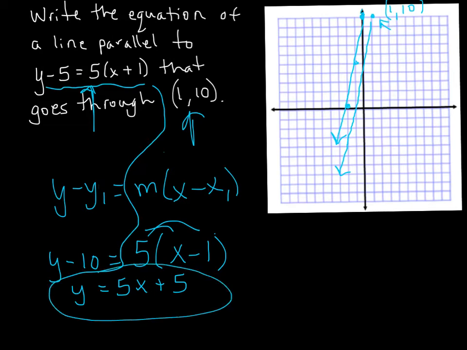And in some particular problems, they may ask you to write the parallel line in a specific form. We could change this to standard form or really any form we wanted. And as you can see, the y-intercept here is 5, which would be right about here, roughly. And that looks about right. These lines would be parallel.